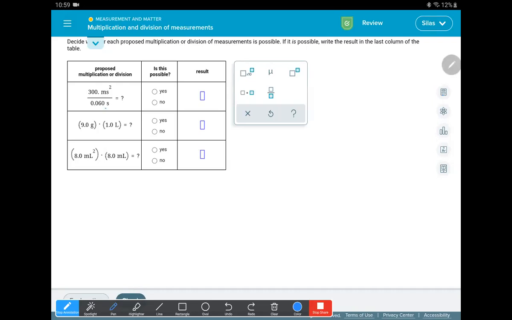So what I'm going to do is convert this to milliseconds. And once we do that, then we will cancel the milliseconds squared by milliseconds. And so it's like finding area, where if you have 25 centimeters squared and you know one side is 5 centimeters, you would divide that, and this would become 5 centimeters. So you cancel that unit.